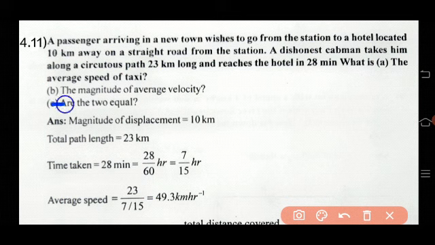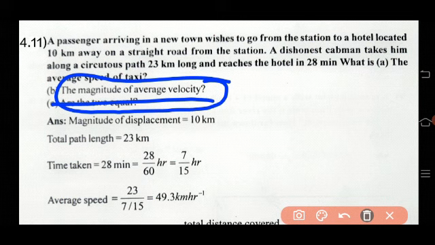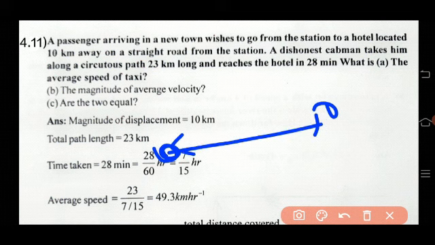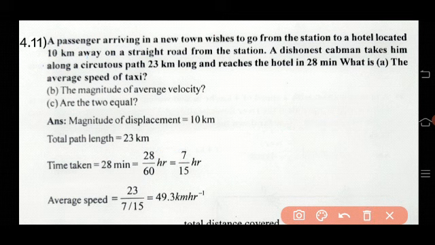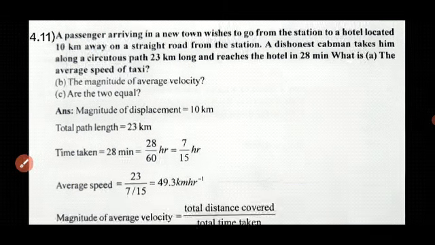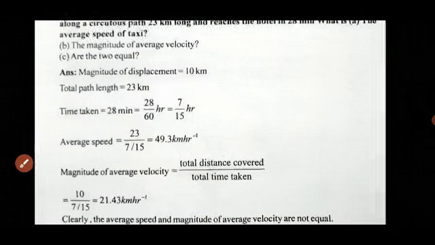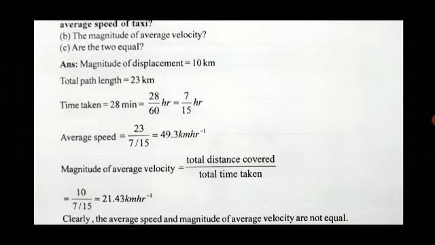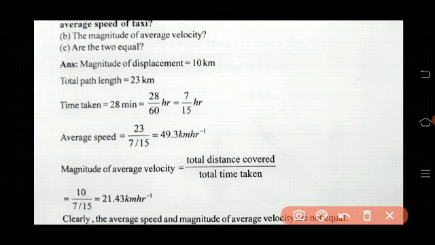The second question is, we need to find the magnitude of the average velocity. To find average velocity, we need the displacement. What is the displacement? That is 10 kilometer. So we can use the values here: that is 10 by, what is the time taken?